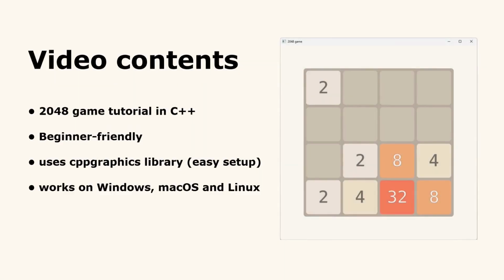In this video, I would like to show you how to make the famous 2048 game using C++. I will assume that you have already at least seen C++, so I will not explain everything. However, I will only use very basic features of C++ so you can follow along even if you just started learning. The UI part will be handled by the CPP graphics library.